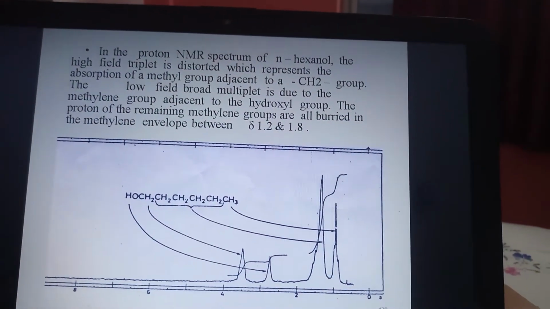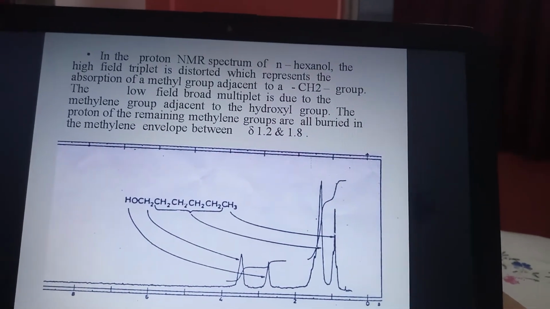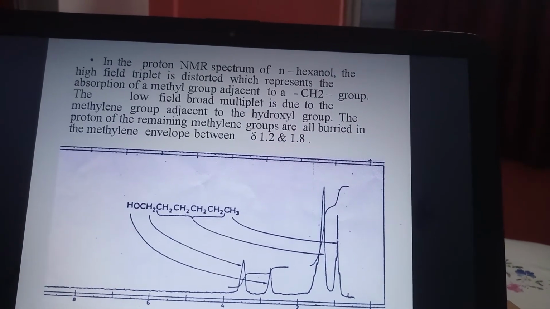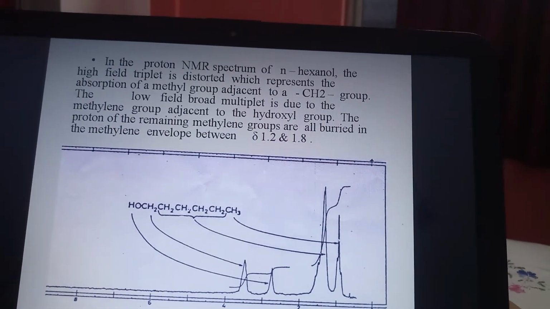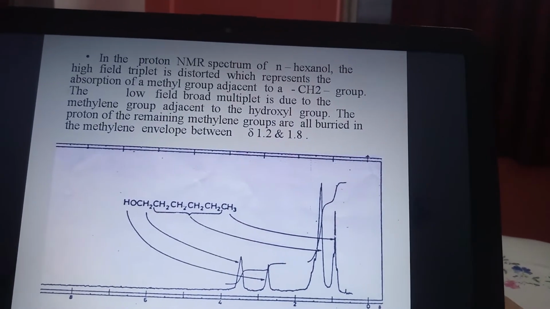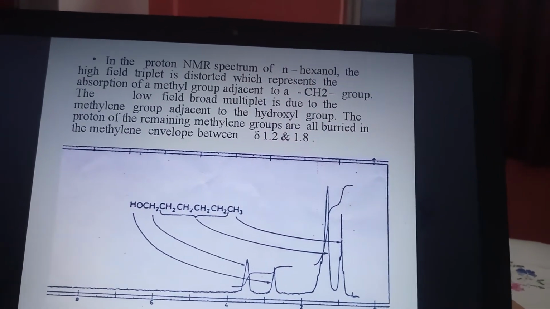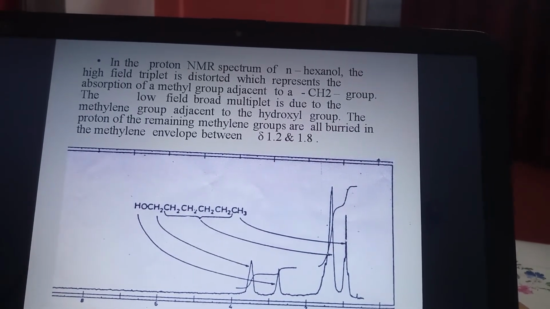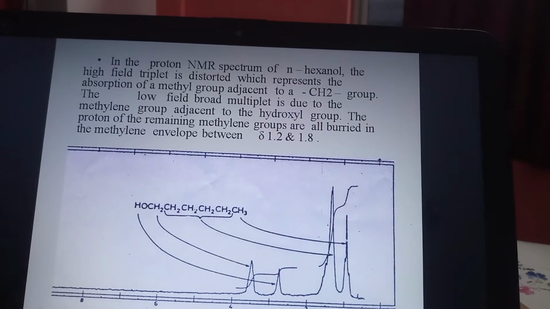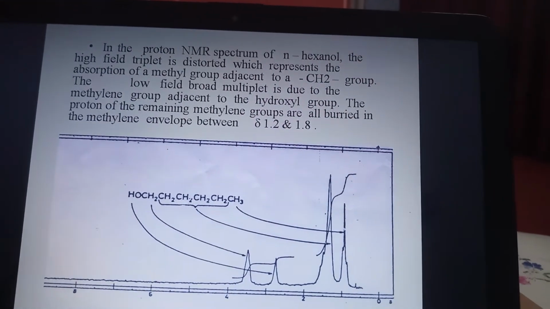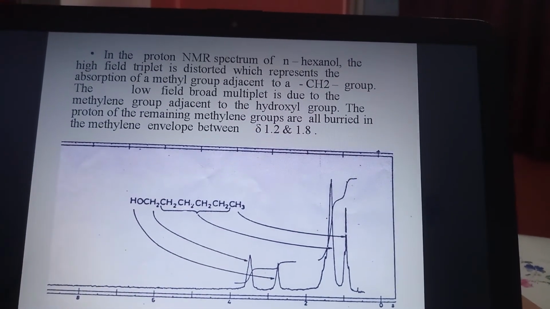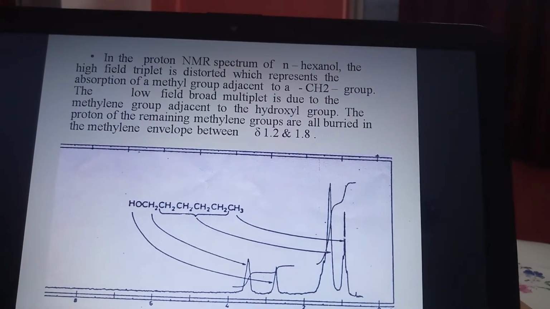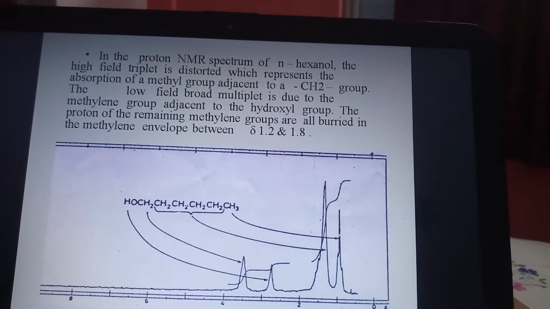Example, in the proton NMR spectrum of n-hexanol, the high field triplet represents the absorption of a methyl group adjacent to a CH2 group. The low field broad multiplet is due to the methylene group adjacent to the hydroxyl group. The protons of the remaining methylene groups are all buried in the methylene envelope between delta 1.2 to 1.8.